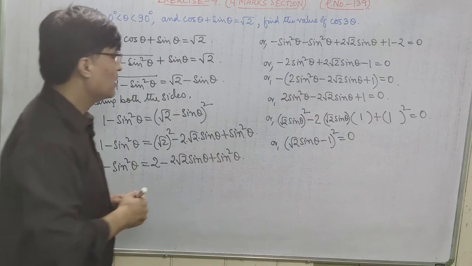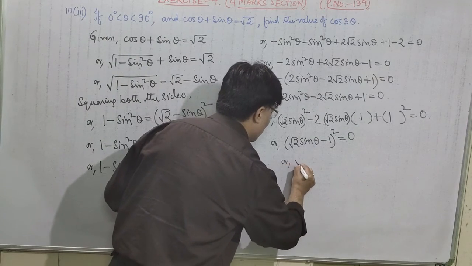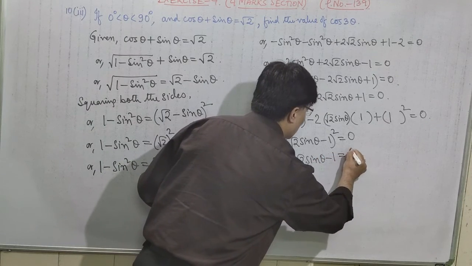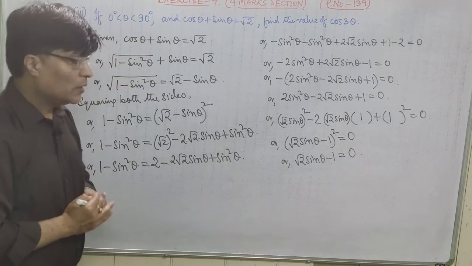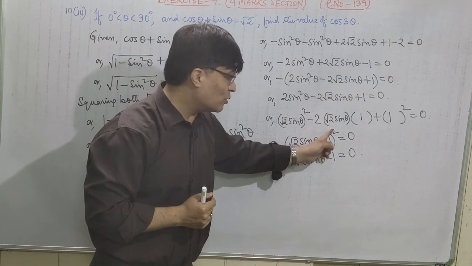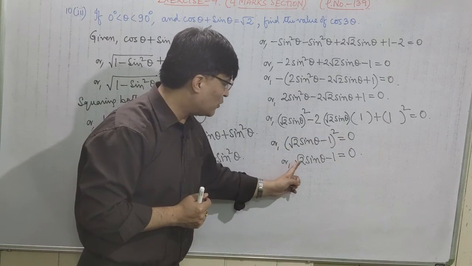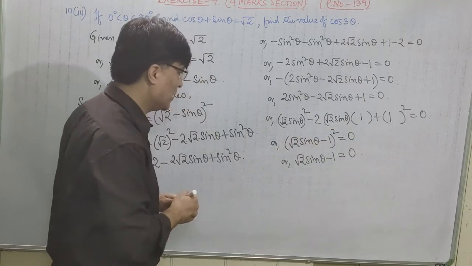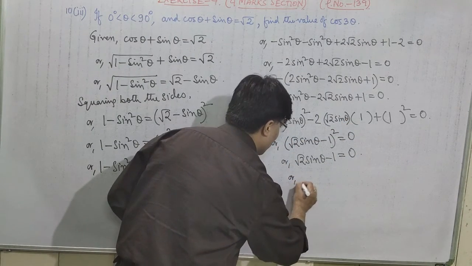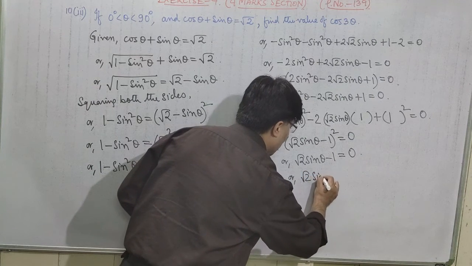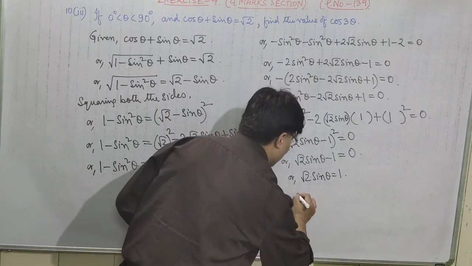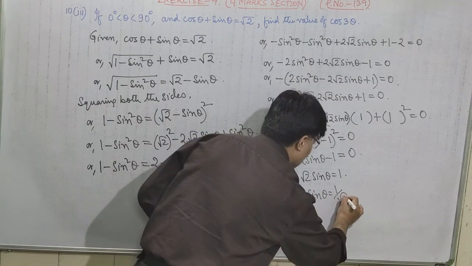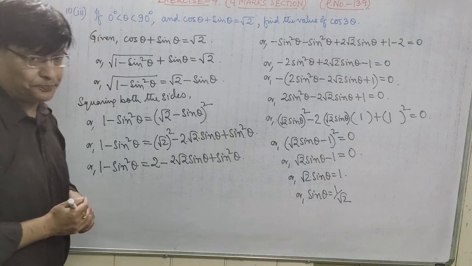Is that clear? So now from here you can get the value for root 2 sin theta minus 1 only. If root 2 sin theta minus 1 whole square is equal to 0, then root 2 sin theta minus 1 is equal to root over 0. What is the square root of 0? That is 0. So let us get the value for sin theta from here. Root 2 sin theta is equal to 1, so sin theta is equal to 1 upon root 2.